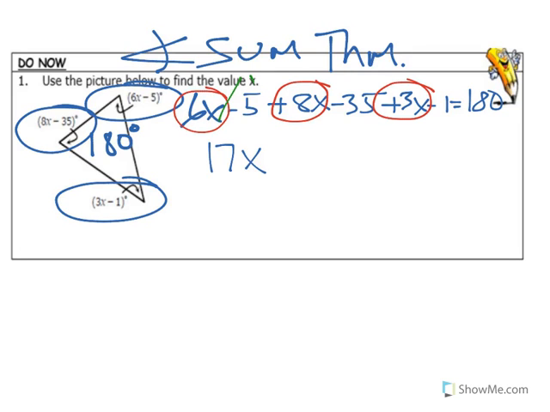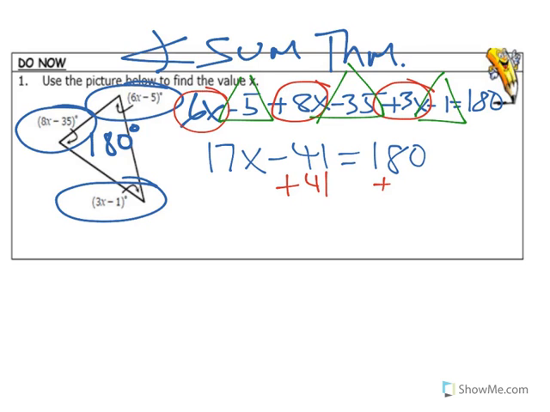Then I go ahead and combine the numbers, or we call them constants, the simple numbers by themselves here. So negative 5 minus 35 is negative 40. And negative 40 minus 1 is negative 41, equals 180. At this point, I'll go ahead and add 41 to both sides. This goes away. I'm left with 17x equals 241. Sorry, I realize it's actually 221, not 241.